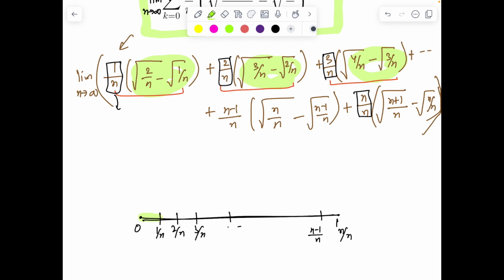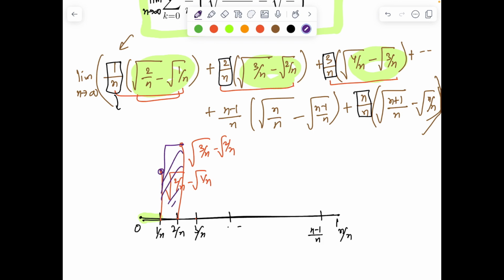So this represents the length of the rectangle's width, and the height should be represented by root over 2 by n minus root 1 by n. Similarly, the height should be represented by root over 3 by n minus root 2 by n. It feels a little challenging to think of the height this way, because we need to find a function which maps all these heights. So that thought process is not clear here.